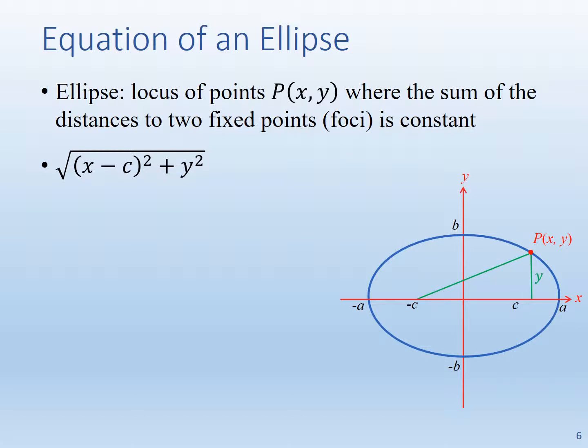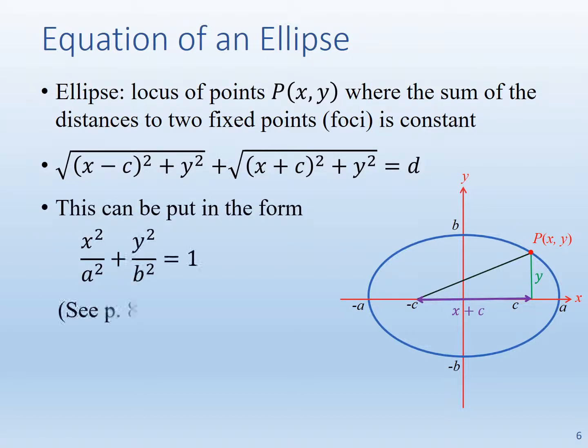Moving over to the other side, once again we'll construct a right angled triangle. Its height is again y, and we can get that distance as being x plus c. So that distance plus the other distance has to be some constant d, and that gives us the equation of an ellipse. Now we can simplify that down, and it comes out to be in this simpler form.